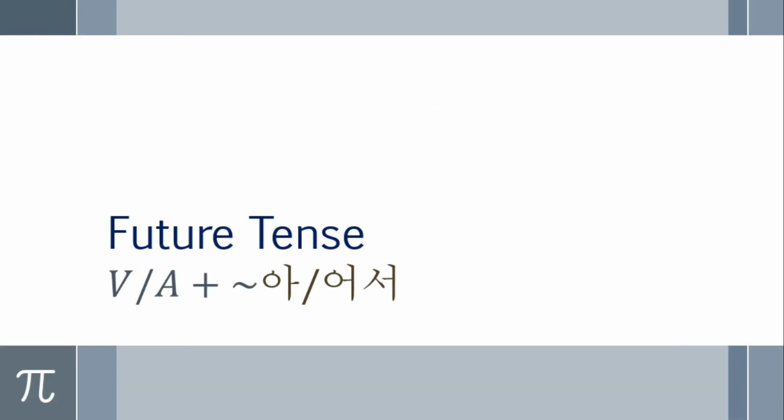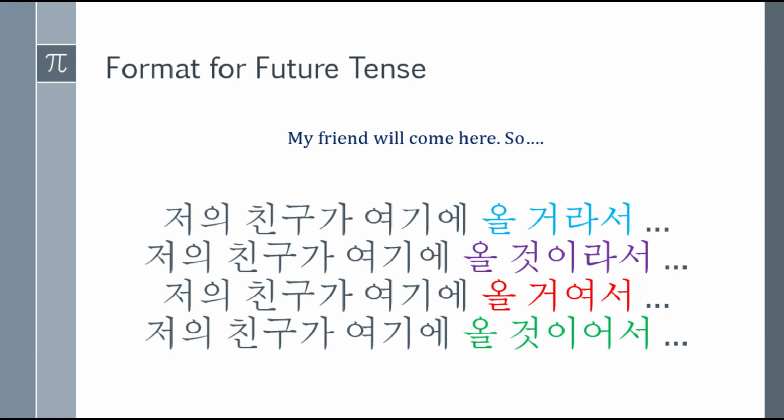Okay, so, last na tayo. Doon na tayo sa future tense. So, verb or adjective plus 을 거라서 or also. So, ang format natin for future tense, pwedeng kahit ano dito. Okay? Yung isa sa apat.